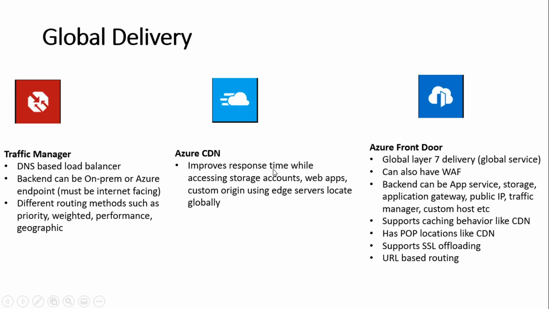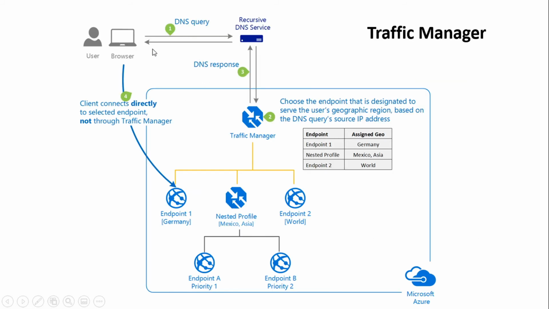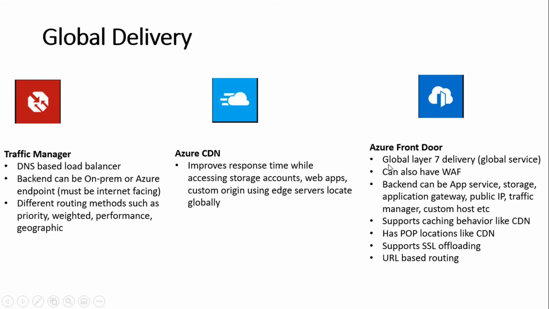Then comes Azure Front Door. In Traffic Manager, we saw that the request goes directly to the service. It doesn't go through Traffic Manager. So unlike Application Gateway, it cannot do SSL termination, or it does not have a firewall in it, and also it doesn't provide caching. So Azure Front Door, you could say, is a mixture of Traffic Manager, Azure CDN, and Application Gateway all in one.